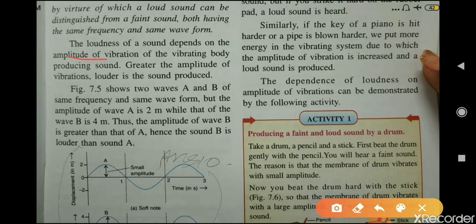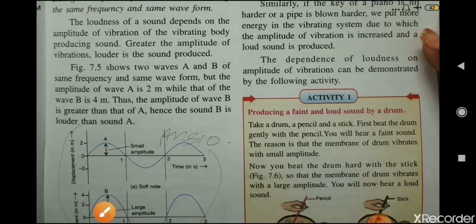So loudness of the sound depends on the amplitude of vibration of the vibrating body producing the sound, means the body that is producing sound. Now, the greater the amplitude of vibration, means the greater the displacement of the particle on either side of its mean position, that is known as amplitude. So greater the amplitude of vibration, louder is the sound produced.